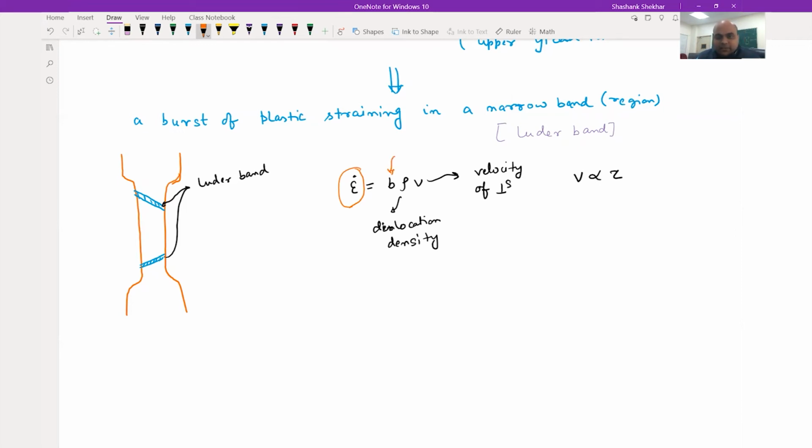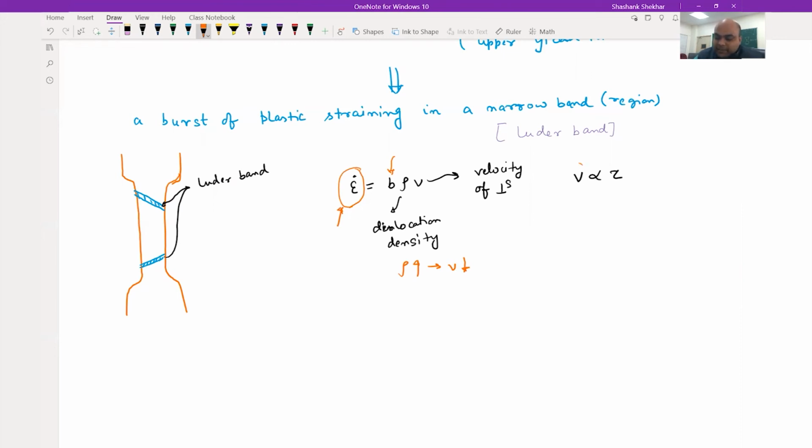Now we are increasing the dislocation density in the region of Lüders band, right? These two regions I have shown here, the Lüders band formation. So there, in that particular region, you have increased the dislocation density. Okay, that means to maintain the constant strain rate, the velocity of dislocation needs to be reduced, because you have increased the dislocation density. So what is happening? Rho is increasing in the Lüders band region. So v has to decrease because you want to maintain epsilon naught, this guy here, constant.